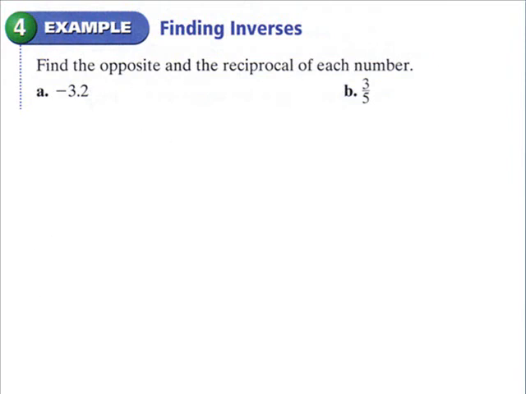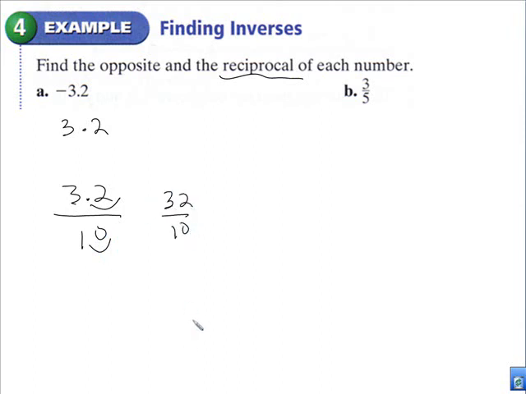Find the opposite and reciprocal of each number. So the opposite of this would be 3.2. And let's take 3.2 and change it to a fraction. To find the reciprocal, we need to change this to a fraction first. So 3.2 is the same thing as 3.2 over 1. Move the decimal 1 time. So this is the same thing as 32 over 10. That would also give you 3.2. So the reciprocal of 32 over 10 is going to be 10 over 32.